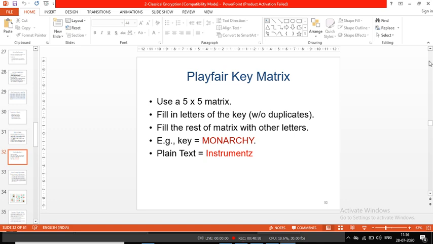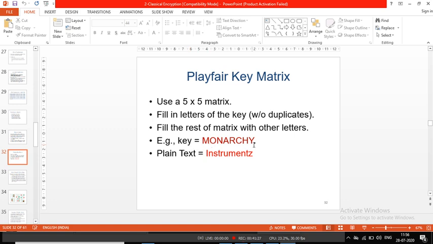So how will the problem be given in the Playfair cipher? By using the Playfair cipher, just encrypt the data. Some data will be given and also some key will be given. Here I have derived a problem to explain to you. Our problem is that I want to convert the plain text into ciphertext, that is, encrypt the given data. Here the plain text is instruments, and the key is also given.